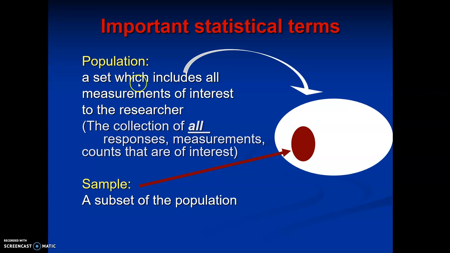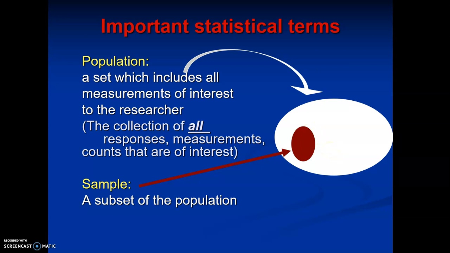So population actually is a set which includes all measurements of interest. For example, if we are going to study something on UNISA students, the population is all UNISA students. Or if you want to study perception on a certain issue of people in Terengganu, the population is the whole people in Terengganu. But normally when we do research, it is almost impractical to study the population.